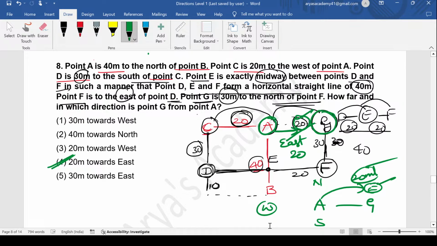Is the concept and the question clear? You should be very careful. You have to look at the question carefully, whether they are asking from which point, whether it is from A to G or from G to A. Both are not the same, they are different. The distance might be the same, but the direction will change, and that will make you go for a wrong answer. So you should be very careful from which point you have to answer the question.